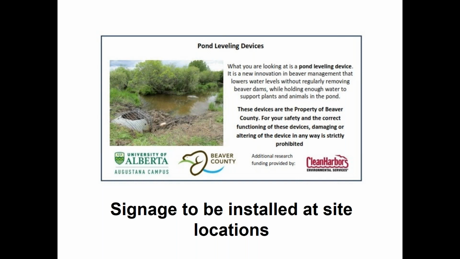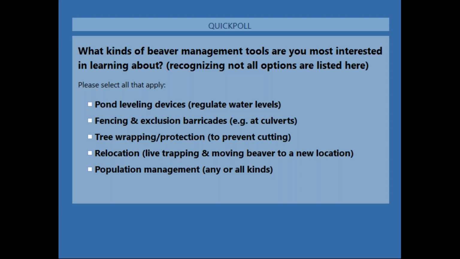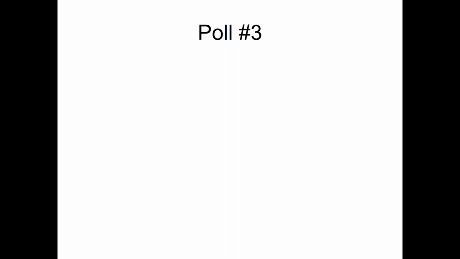So we have a third poll that Christina will launch, and this one is just asking, so we covered a few different beaver management tools, but are there some others, or what are the ones that you are most interested in learning about, recognizing that maybe not all the options are listed here? So we'll leave that open for just a little bit longer. And it looks like interest is pretty varied, which is good. 73% fencing and exclusion barricades, 40% pond leveling devices, 47% tree wrapping. Yeah, great, thanks.